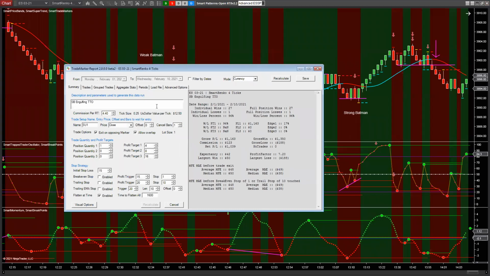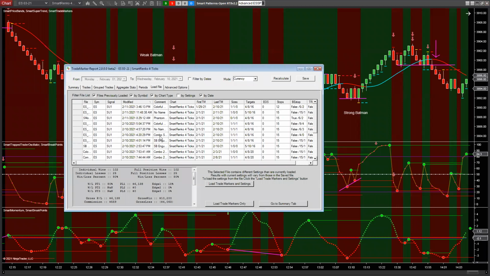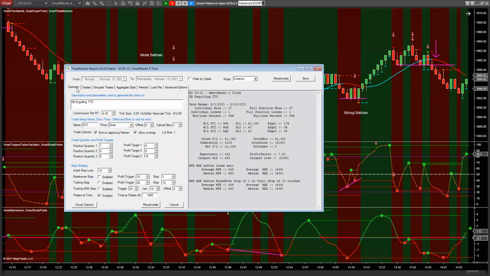Let me show you how this works. Oh, I've already got it loaded up. See, I could go in here and pull that file up, or I could pull a phantom or the no name. I could pull the no name up and load from 121 to 211. I could load all those and then do some summaries and add to it. But we have our single engulfing TTO here. All right, so we already have that.